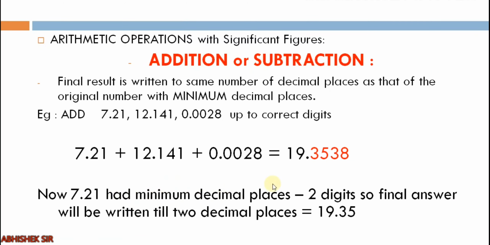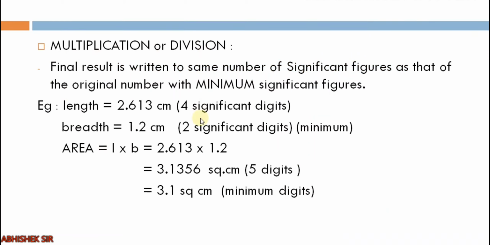So in both the rules, minimum decimal places in addition and subtraction, and minimum significant figures in multiplication and division, do the calculation, no doubt, bring your perfect answer, you can use the calculator, but ultimately the final answer must contain the minimum digits or minimum significant figures, right? So there is a separate rule for addition and subtraction, that is decimal places, and minimum significant figures in multiplication or division.